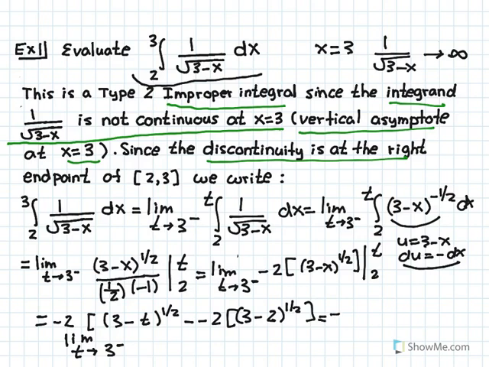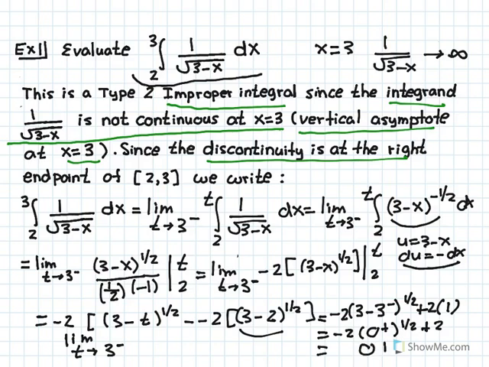So what do we get? We get minus 2 times 3 minus 3 from the negative side to the power of 1/2, minus minus 2, that's plus 2 times 3 minus 2, which is 1. 1 to any power is just 1. That gives us minus 2 times 0 plus, that means a small positive number, to the power of 1/2, plus 2. Well, the root of 0 is just going to be 0. So we get 0 plus 2. The answer is 2. That means the improper integral converges, and the answer is 2.